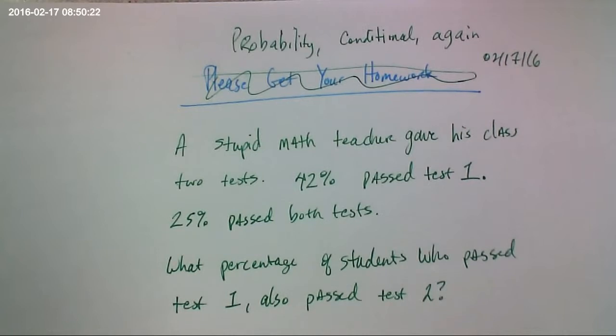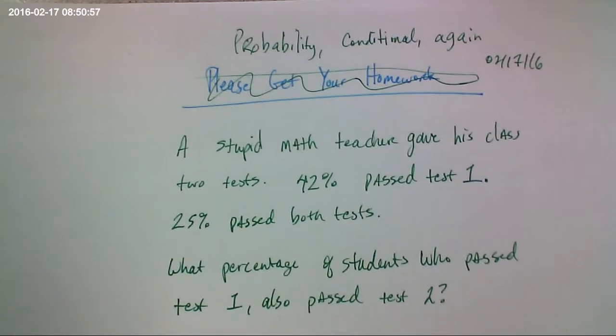If you had 42% pass the first test and 25% passed both tests, what do you think the percentage that passed test 2 was? Like they passed both of them. Do you have an instinct for what that would be? What if you tried drawing a tree diagram with just this branch, like pass test 1 and pass test 2, and see if you can figure it out?